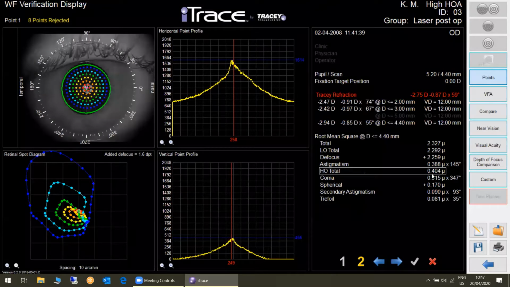Between 0.2 and 0.3, you have 50% probability that the patient will have an issue. Between 0.3 and 0.4, we have 75%. And starting with 0.40, 100% problems. So here we see 0.40 microns. 404 is 0.40 microns.